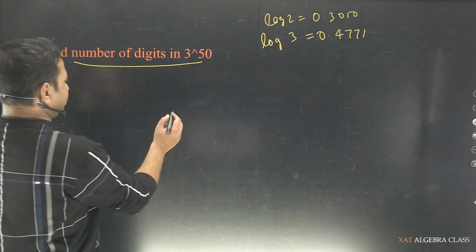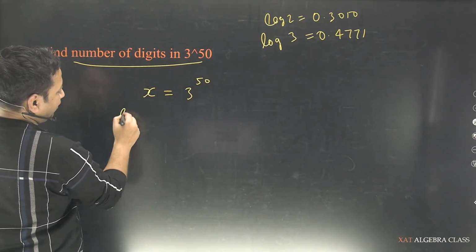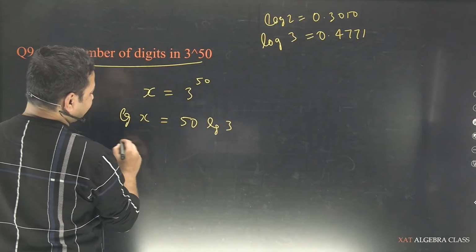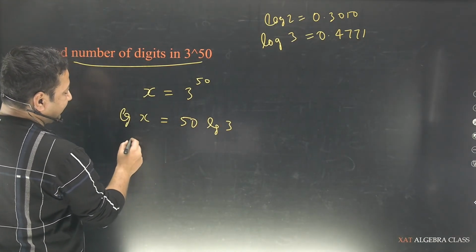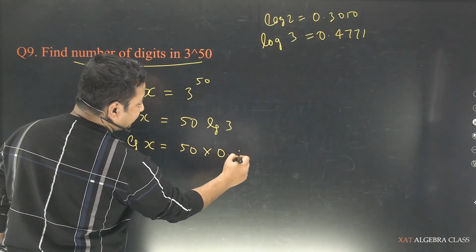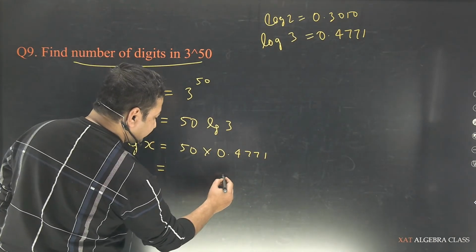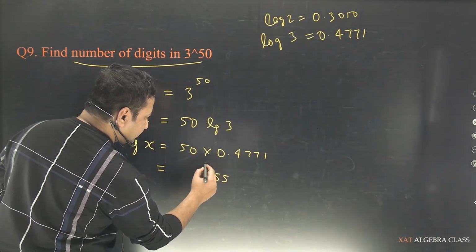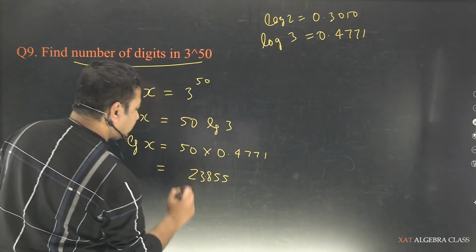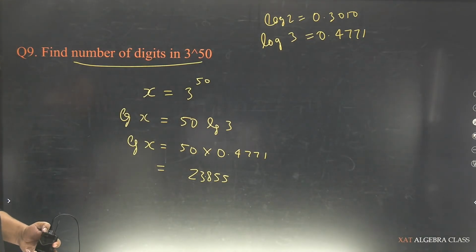Okay, so let us assume x is equal to 3 to the power 50. If I take log on both the sides, I get log x is equal to 50 log 3. So log x will be equal to 50 times 0.4771. Now if I calculate, what do I get? 23.855 is what we get.